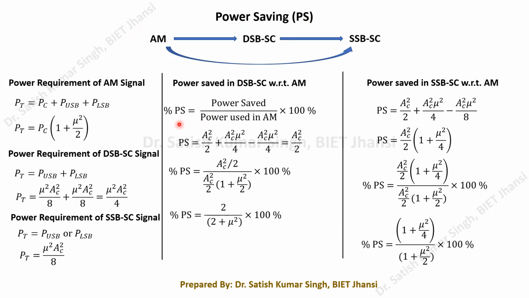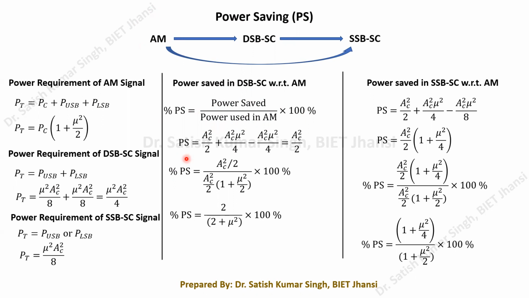So the percentage of power saving can be calculated as power saved divided by power used in the AM, because we are calculating with respect to AM. So we will be calculating how much power we are able to save, divided by power used in the AM, multiplied by 100%. So this numerator, power saved, how do we calculate it?